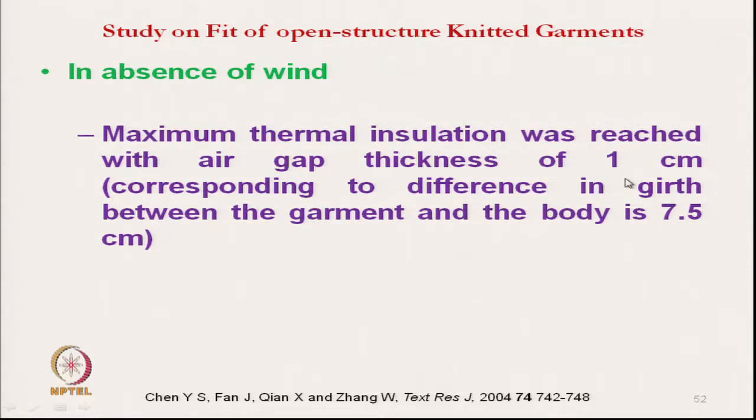So, that is, in absence of wind, it has been observed that if the air gap thickness is 1 centimeter, which is equivalent to the difference in girth between the body and garment of 7.5 centimeter. If we take the actual length, it will be 7.5 centimeter, but effective thickness is 1 centimeter, it is maximum insulation one can achieve if there is no wind.